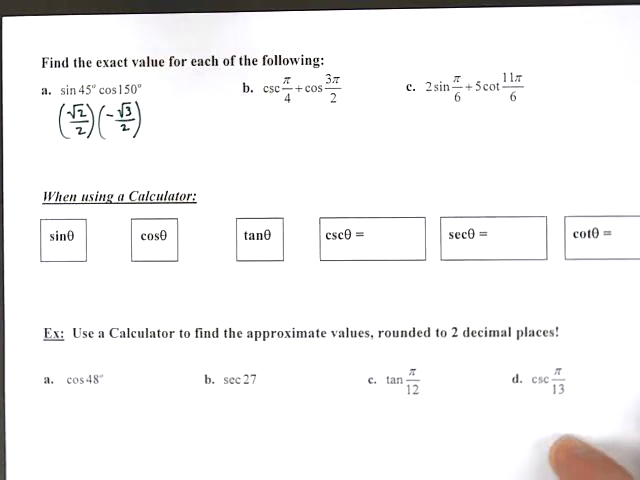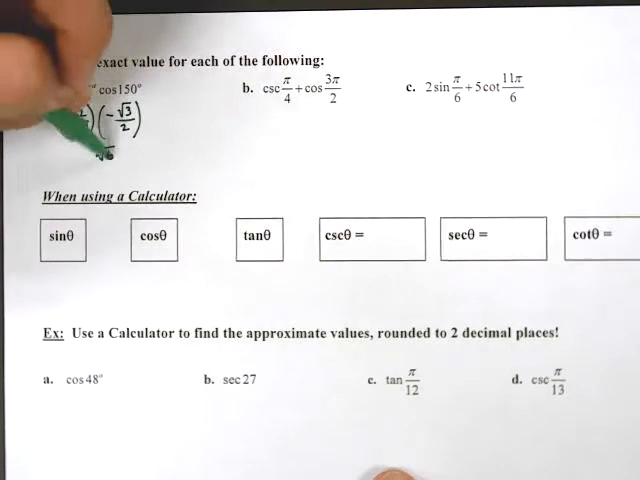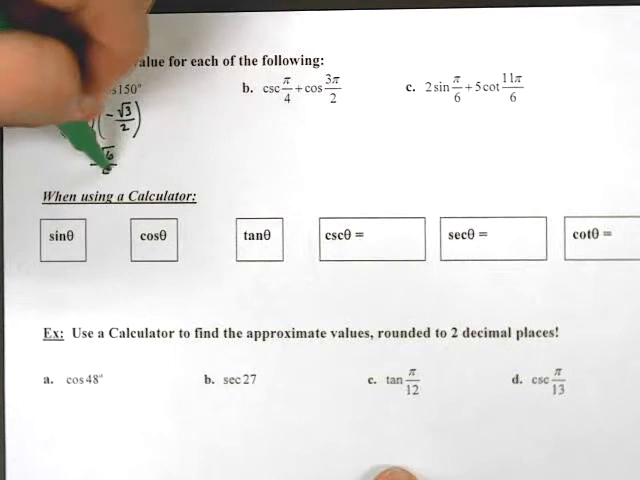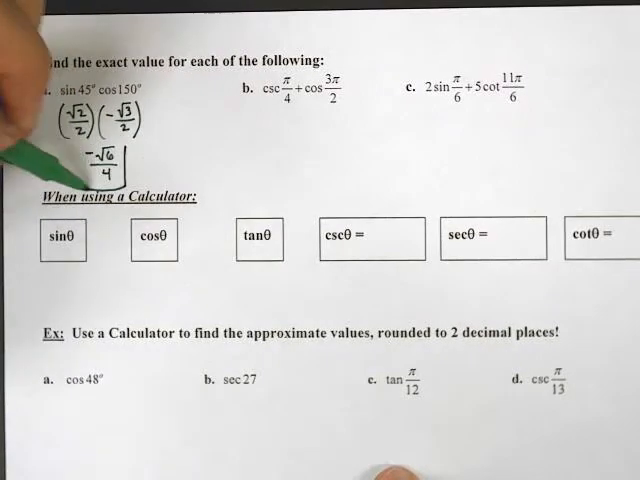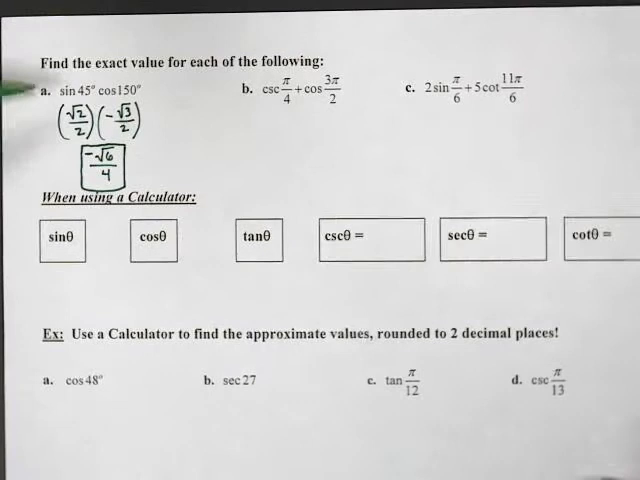Now we would need to clean this up. We're not done. Root 2 and root 3 multiply to root 6. It was negative, and 2 times 2 is 4. So our final answer is negative root 6 over 4. So that's how we would do something like number A.